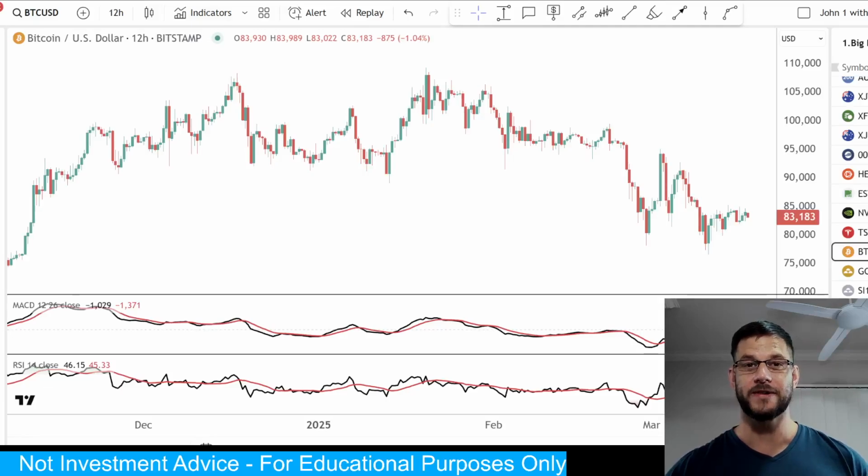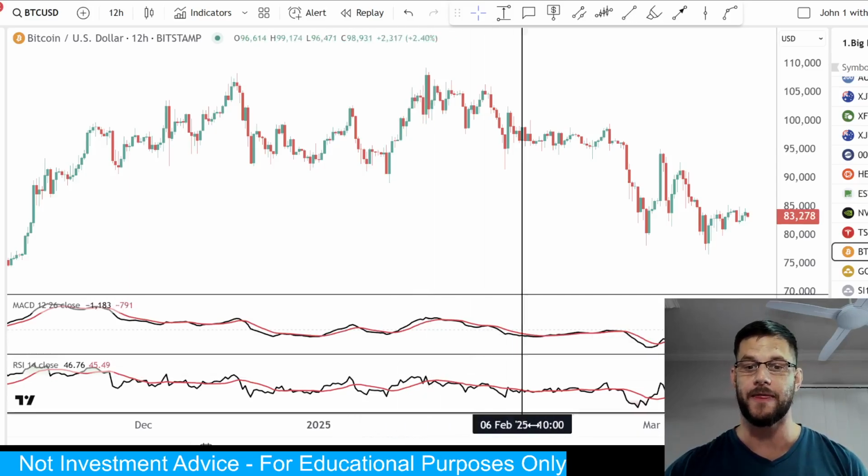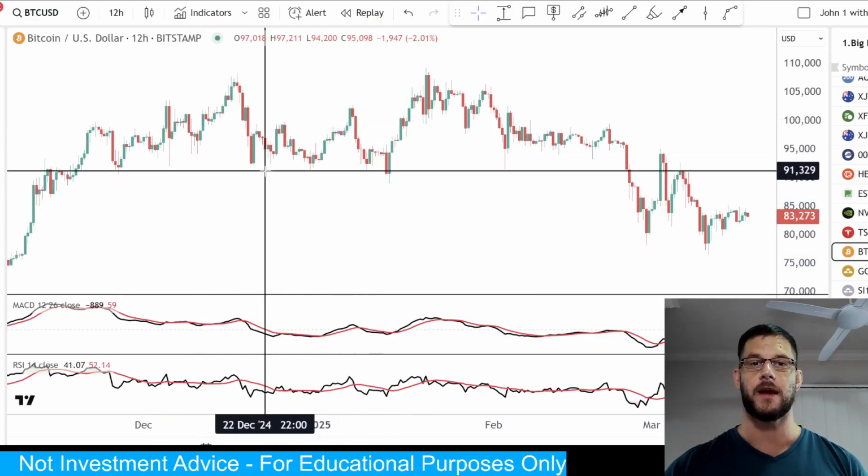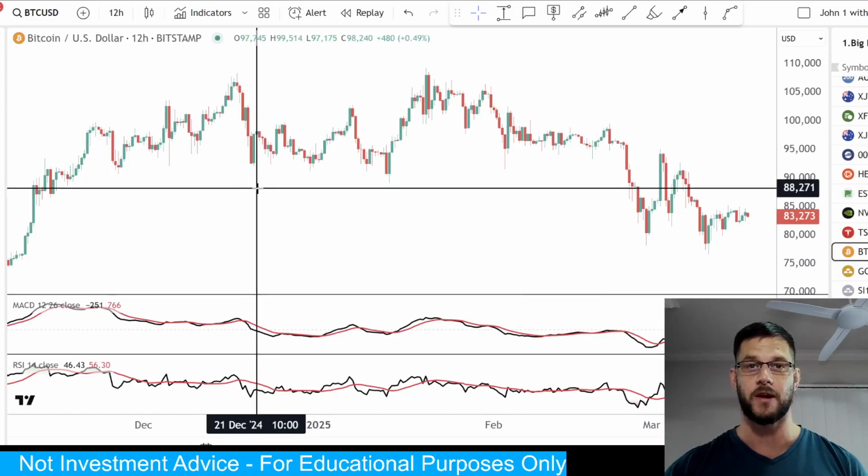Hello, everyone. I wanted to use the Bitcoin chart as a way to demonstrate some basic charting techniques, some of the things that I think are most important. So this is a chart of the price of Bitcoin in US dollars.